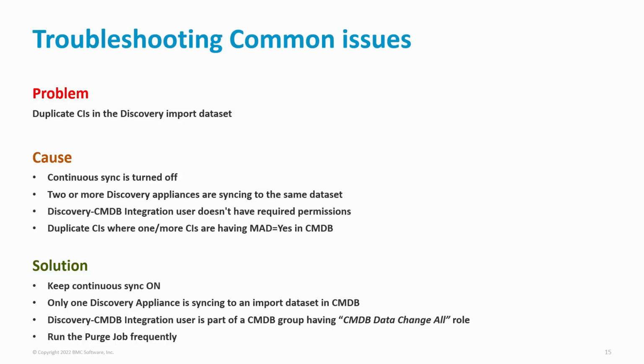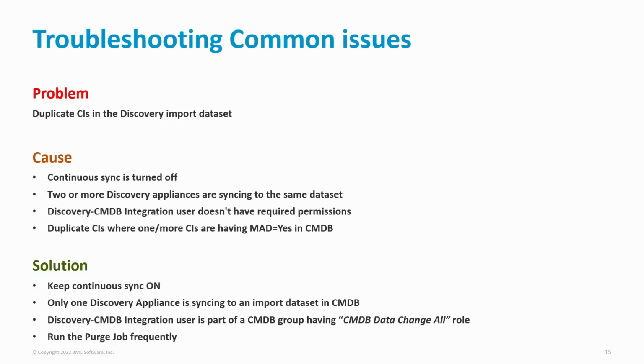So the key takeaway from this is that at a time, one Discovery appliance is syncing the data to a Discovery import dataset. The third possibility is that the Discovery and CMDB integration user does not have the required permission, and because of that, Discovery keeps on syncing the same CI again and again because it is not aware whether it has created the same CI in the past or not. To avoid this error, make sure that the integration user has the permission that we discussed. That is, it is part of a CMDB group which has the CMDB Data Change All role.